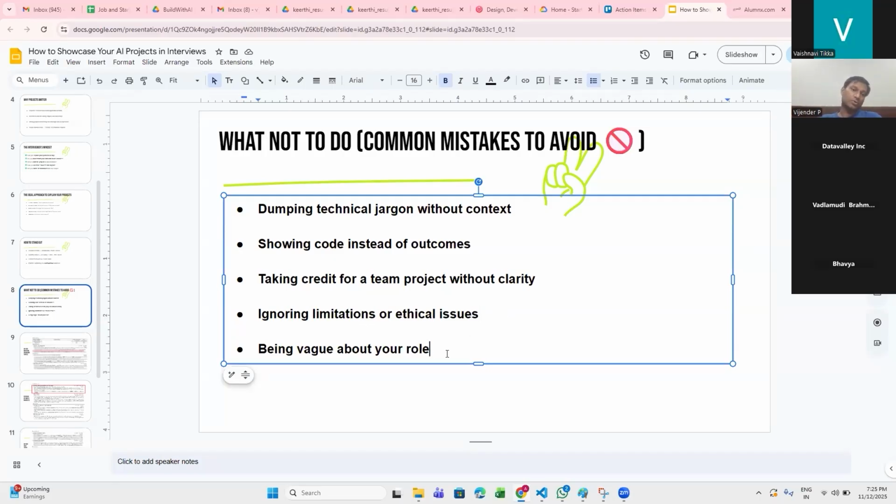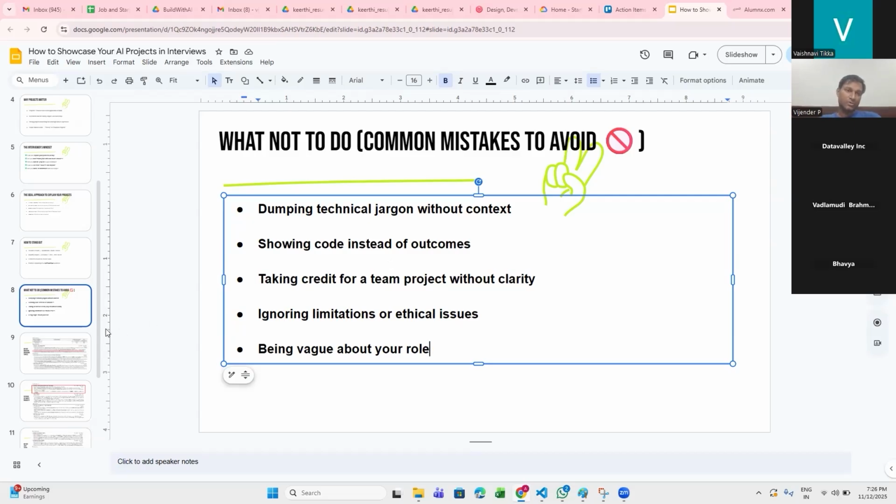Or being vague about your role. Don't be vague about the role you have done. Like, you say that you have done data engineering, but then you're suddenly talking about graphs and charts and analytics kind of work. Those are both different. So be clear what your role is and make sure you're communicating as such.